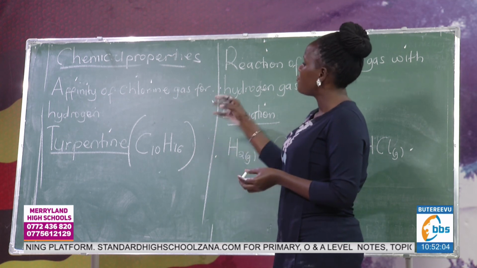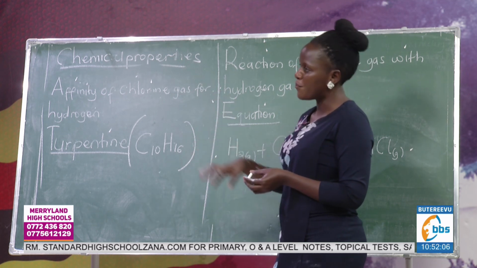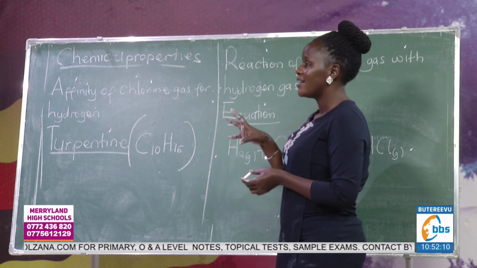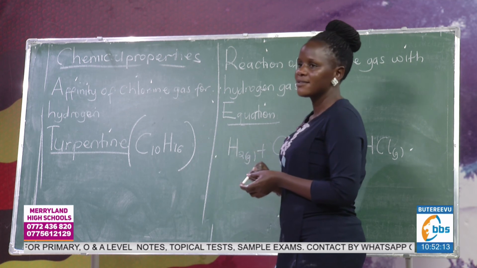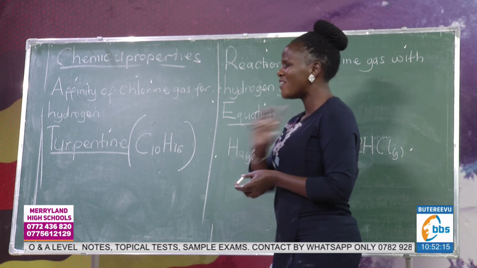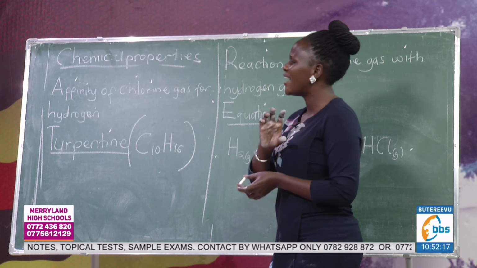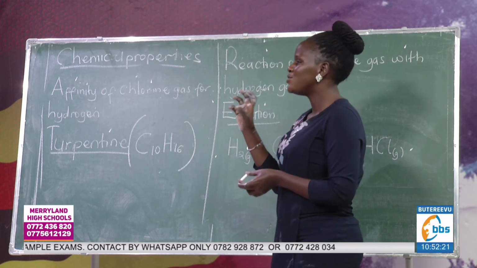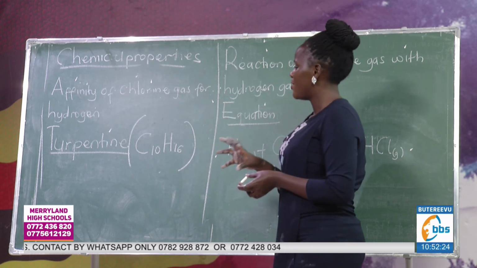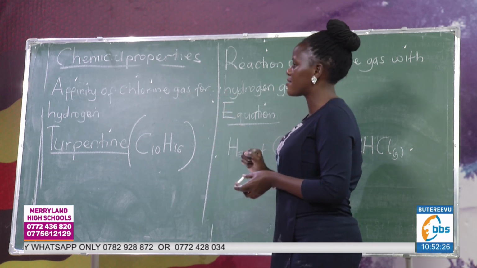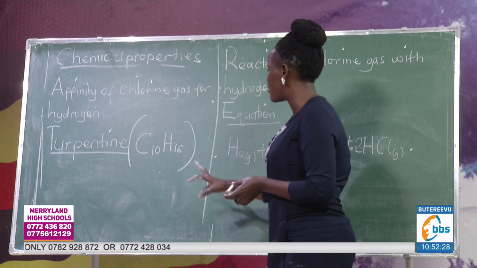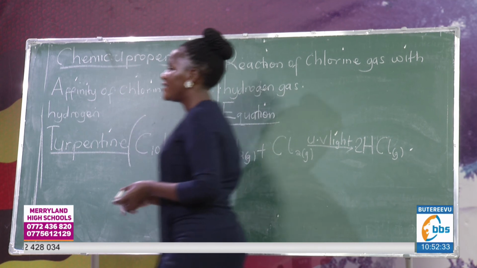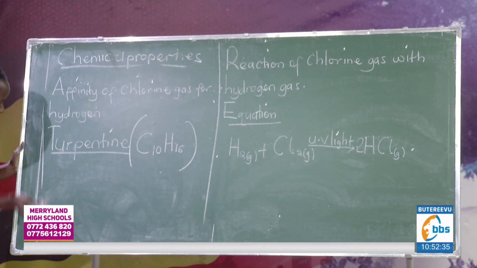So it is the filter paper that you now drop in a gas jar containing chlorine gas. The reaction occurs violently. The reaction occurs vigorously. And what do you see in your gas jar? You'll see black specks or black solid particles of this man here. And what is that man? That man is carbon.